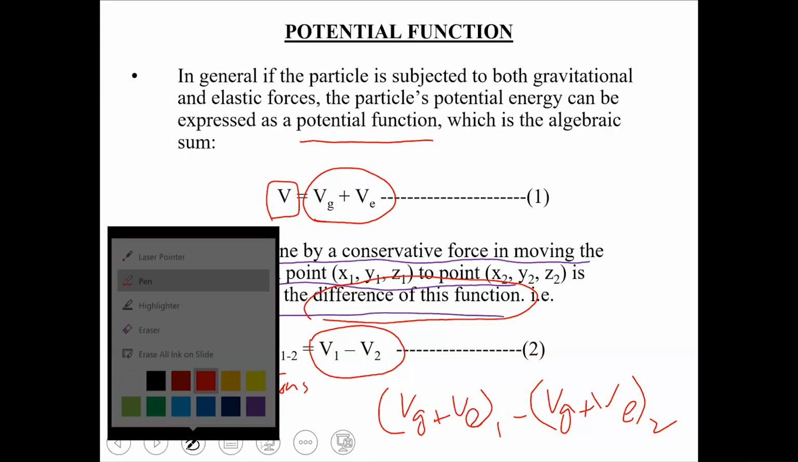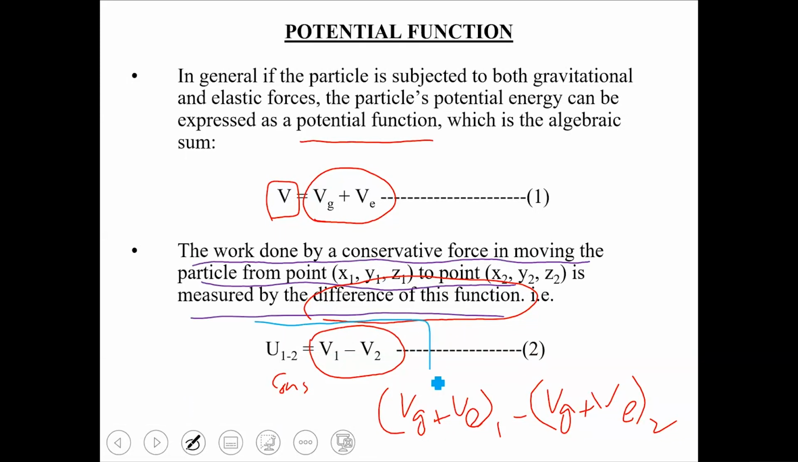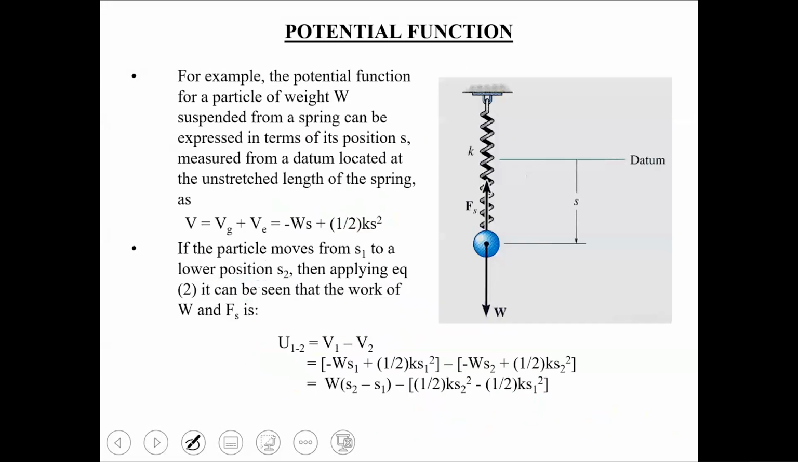Now, in order to prove this concept or prove this equation, let us consider a particle which is being shown to you here, which is connected with a spring. This particle has a weight of W as shown in the figure. So for example, the potential function for a particle of weight W suspended from a spring can be expressed in terms of its position S measured from a datum located at the unstretched length of the spring. कि मैं आपसे कहूँ कि आप इस पार्टिकल का टोटल पोटेंशियल फंक्शन या टोटल पोटेंशियल एनर्जी जो है वो निकालें. It is going to be at any arbitrary position S.